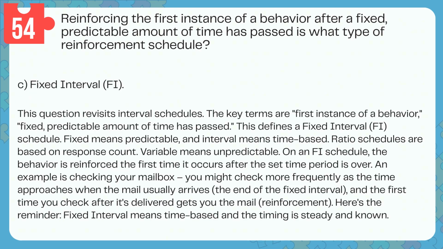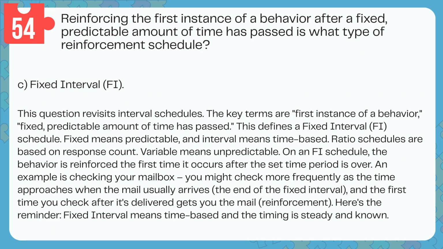Answer C. Fixed interval, FI. This question revisits interval schedules. The key terms are first instance of a behavior, fixed predictable amount of time has passed. This defines a fixed interval, FI, schedule. Fixed means predictable, and interval means time-based.